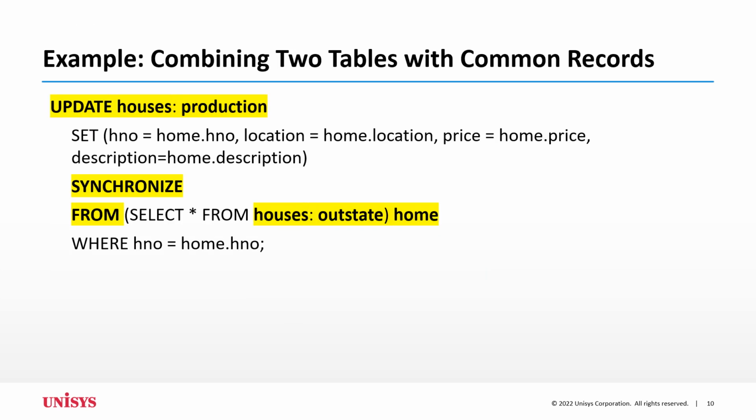This example demonstrates that you can use the UPDATE SYNCHRONIZE FROM syntax to merge two versions of a table, houses, version production and version outstate. You can now use the derived table home, which was created from version outstate, to update version production.